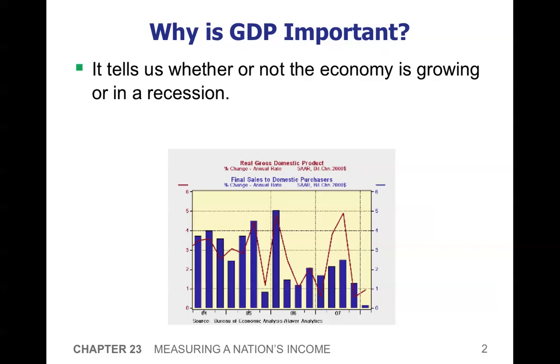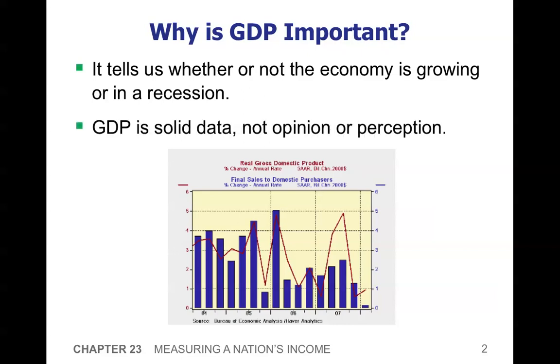Okay, why is GDP important? It tells us, of course, whether a society or an economy is growing or in a recession. And a recession is 6 months of GDP decline or flat for us to be in a recession. Now, other major macroeconomic indicators are inflation and unemployment. Let's look at the difference between macro and micro and review that.